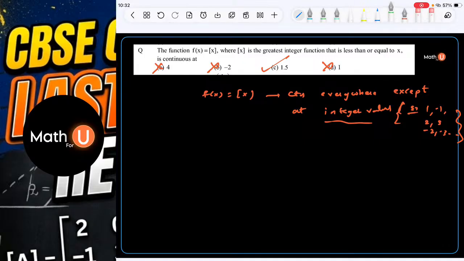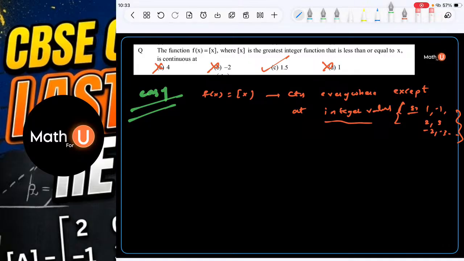Direct question, very easy question also. It is a concept based question. No need to apply the left hand limit and right hand limit concept here. If the same question is asked for 2 or 3 marks, you should check the left hand limit and right hand limit. If left hand limit is equal to right hand limit and equal to the functional value, and these 3 quantities are equal and finite, then only it is continuous, otherwise it is not continuous.